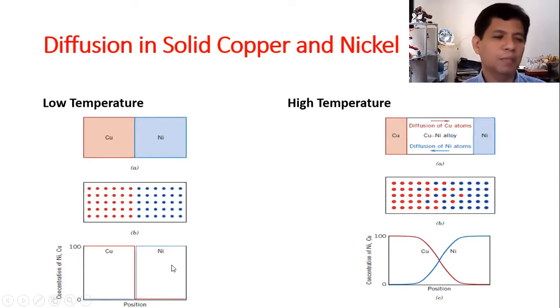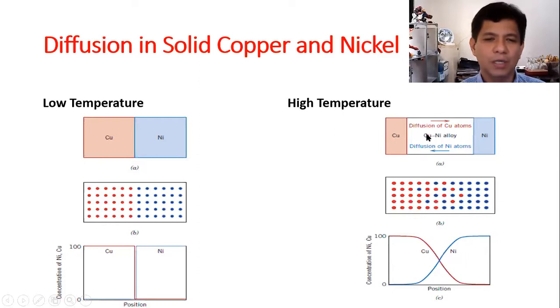Pero siguro pag matagal na, siguro isang taon, magkakaroon din ng diffusion yan. Pero syempre, we're speaking of production, industrial production, walang kwenta to sa industry, yung low temperature diffusion. So ang meron lang significance, ito lang, yung high temperature. So pag high temperature, yung diffusion significant.